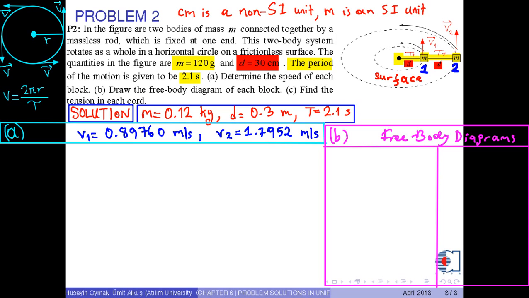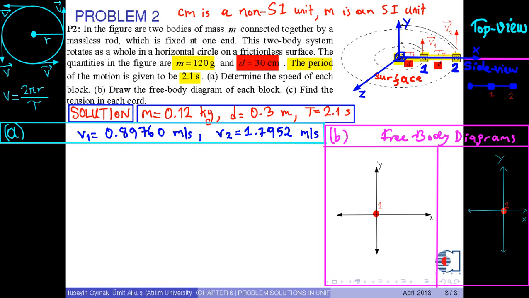To draw the free body diagram of each block, we represent them by points. Next, the most crucial point is to draw an appropriate coordinate system, since the figure was drawn from almost a top view. But it is comfortable to look at the motion from side view, and we draw the x and y axes as follows. Therefore, the x-axis is on the surface and the y-axis is perpendicular to the surface.